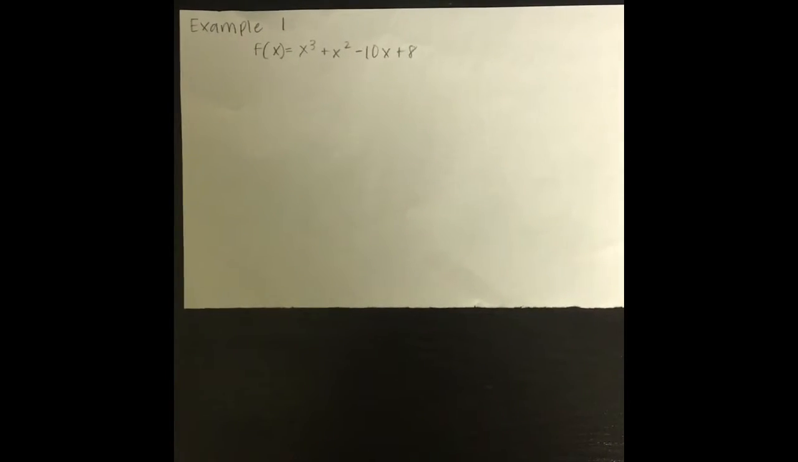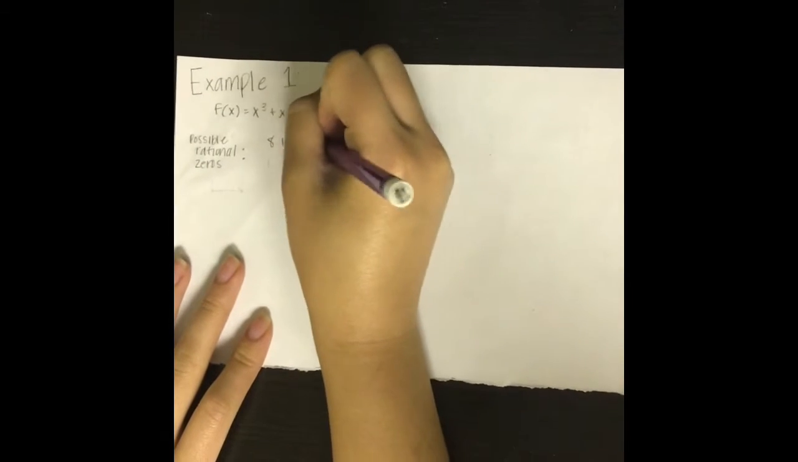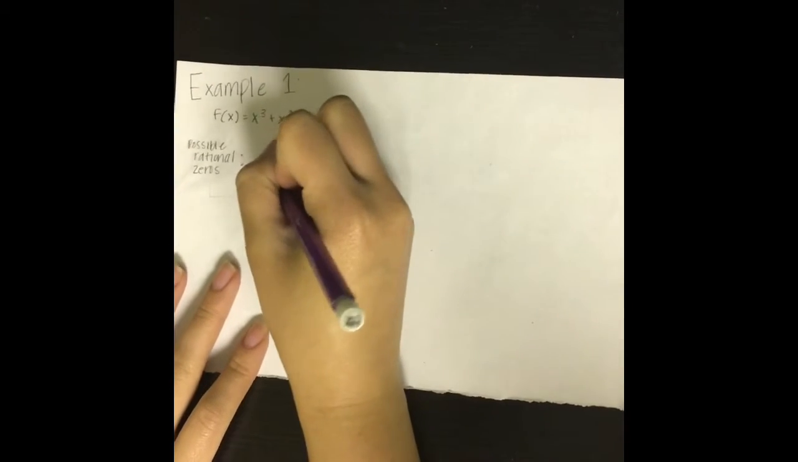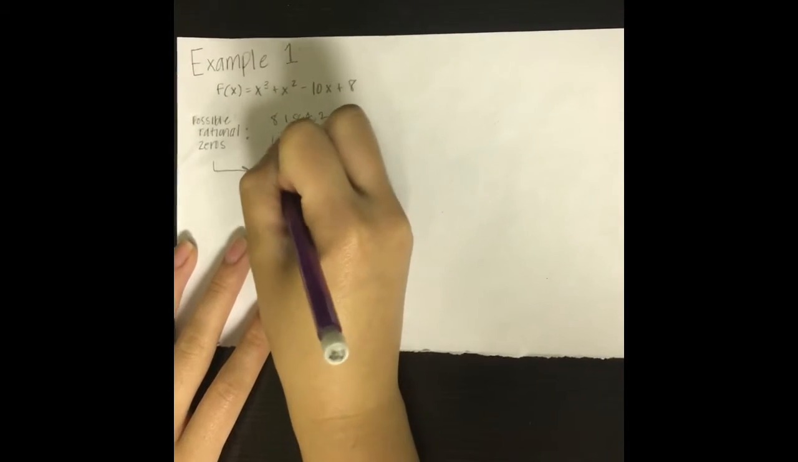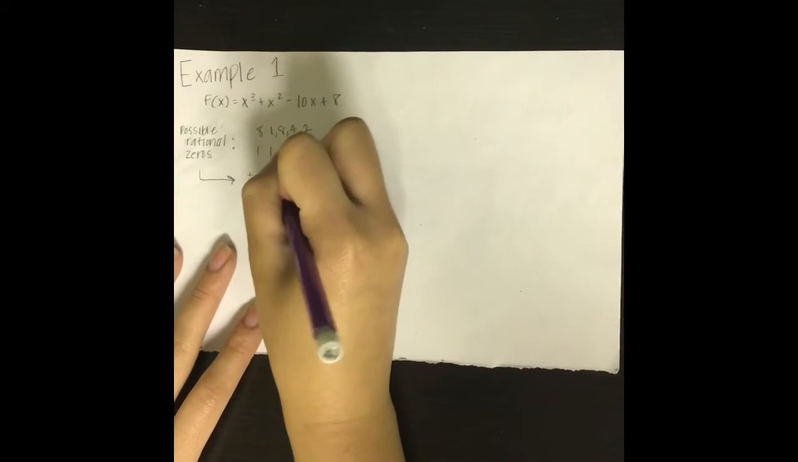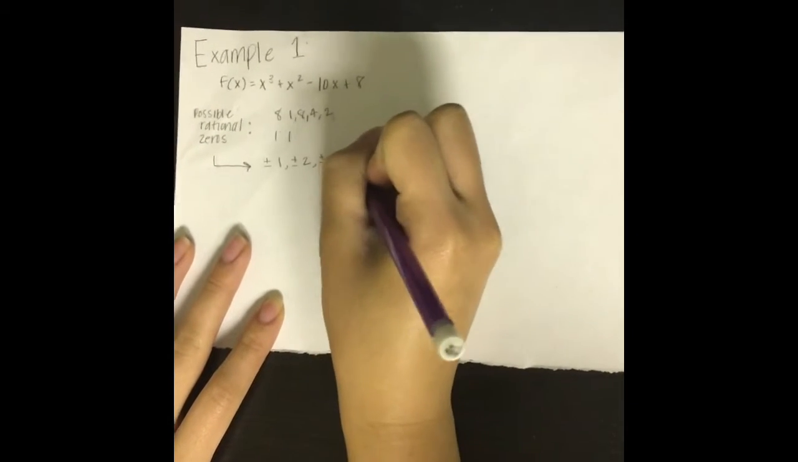Finally, we get to the best part, the example problems. The first example is f of x equals x to the third power plus x squared minus 10x plus 8. First thing that you have to do for this equation is find the possible rational zeros. For the constant 8, we have to find the factors, which are 1, 8, 4, and 2. And for the leading coefficient 1, the only factor is 1. Then we do the positive and negatives for all of them. So we get positive negative 1, positive negative 2, positive negative 4, and positive negative 8.